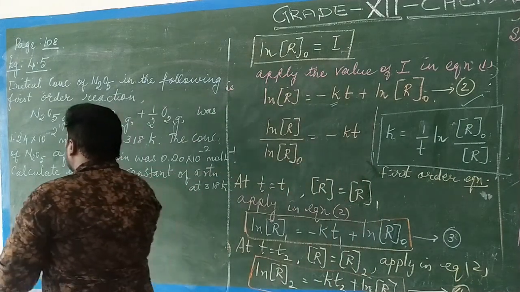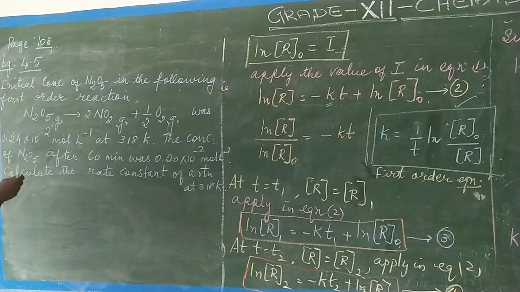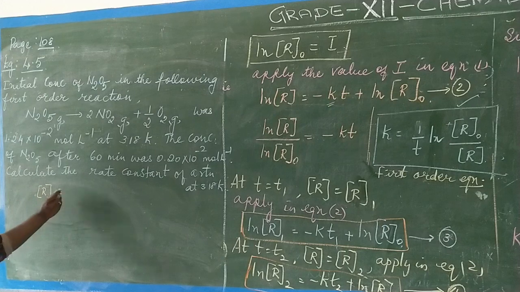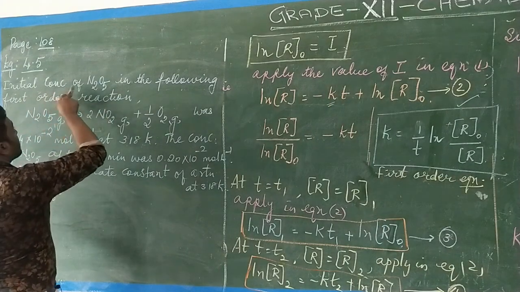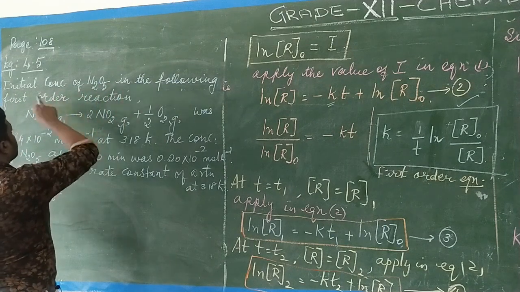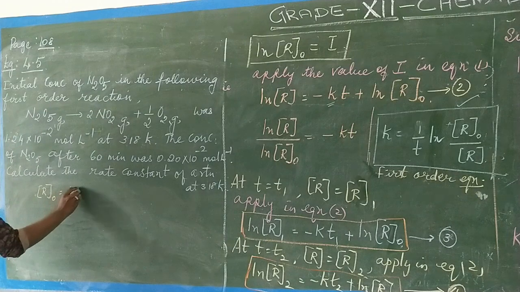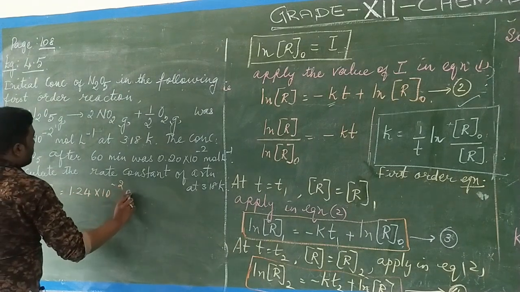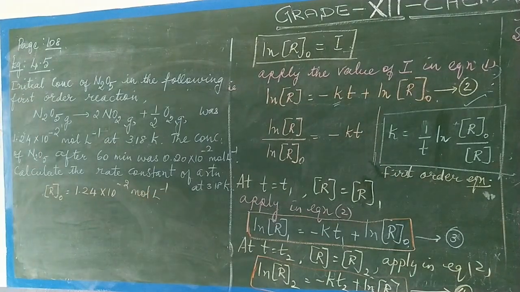Now see, the data that is given, we will write first. What are the things that they have given? Concentration of R0 they have given. What is the concentration of R0 value? The initial concentration of nitrogen pentoxide in the first order reaction was 1.24 into 10 to the power of minus 2 mole liter inverse, so that is given as R0.